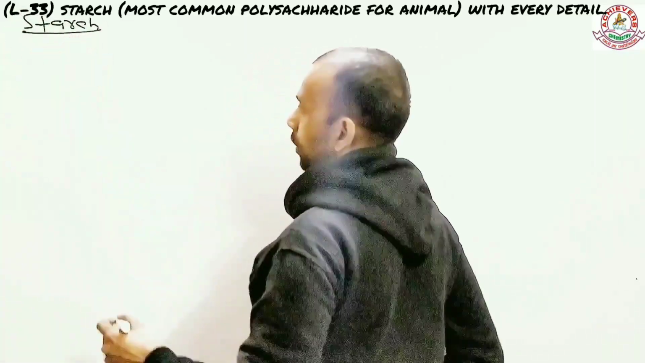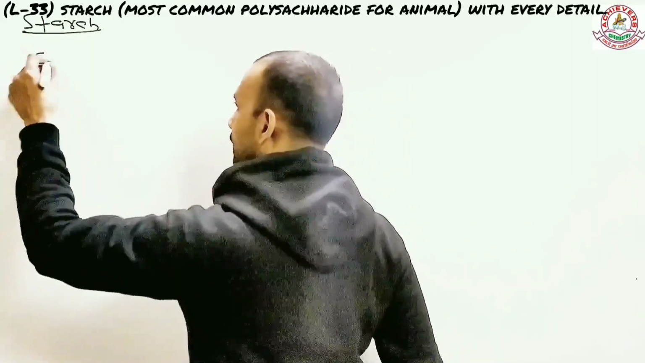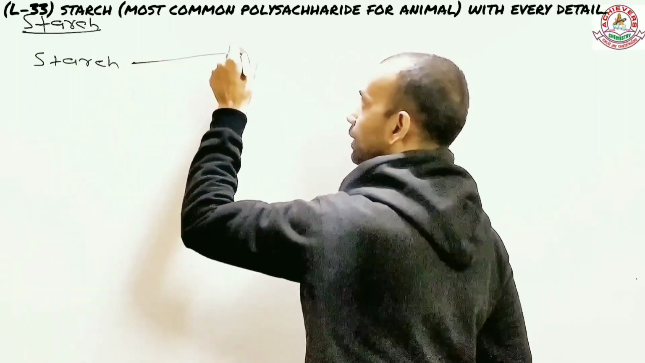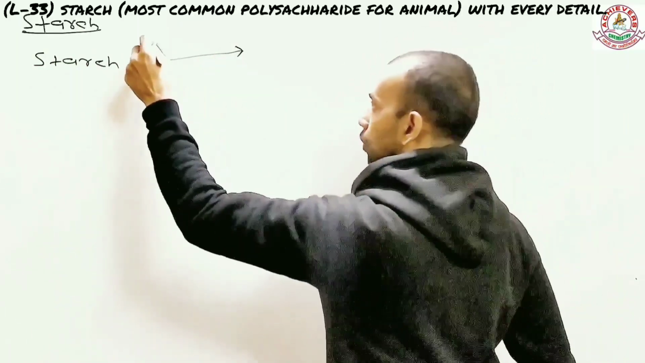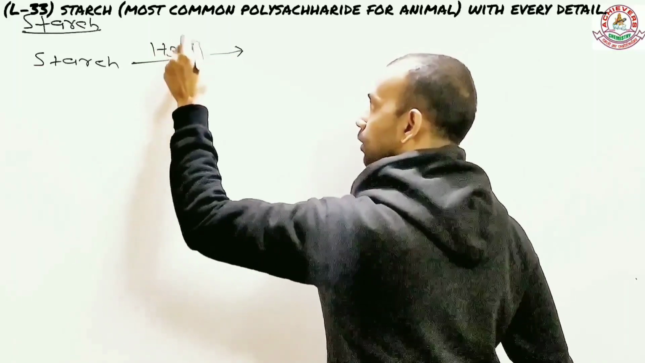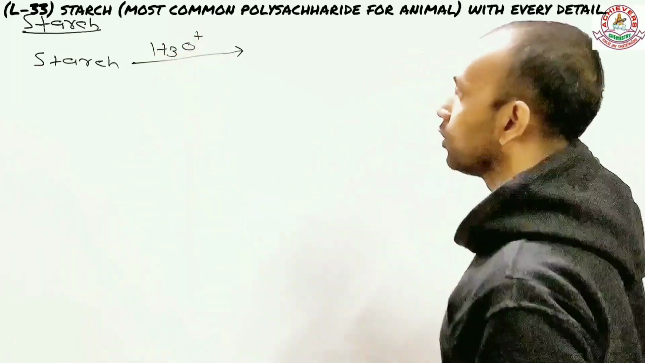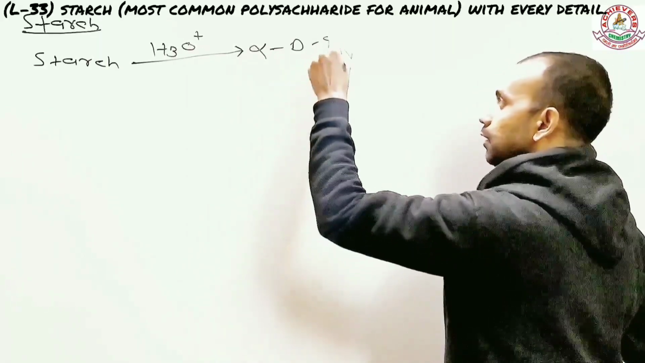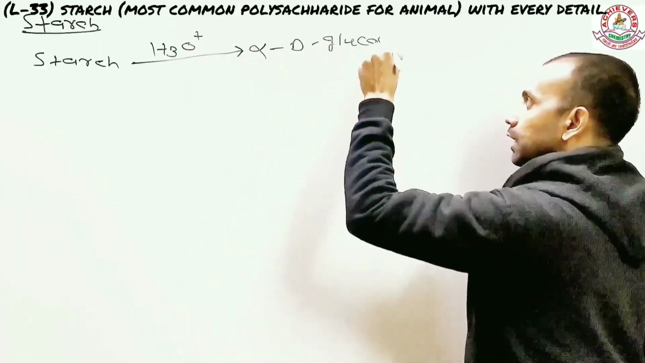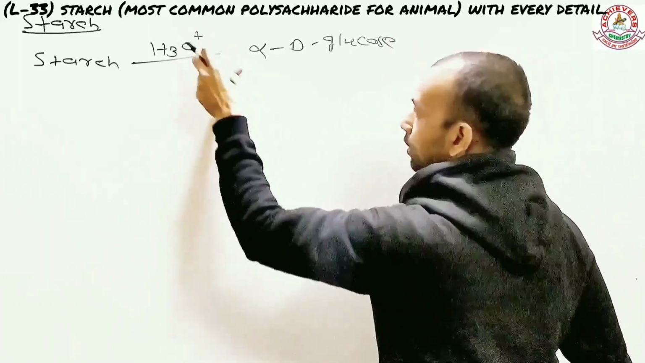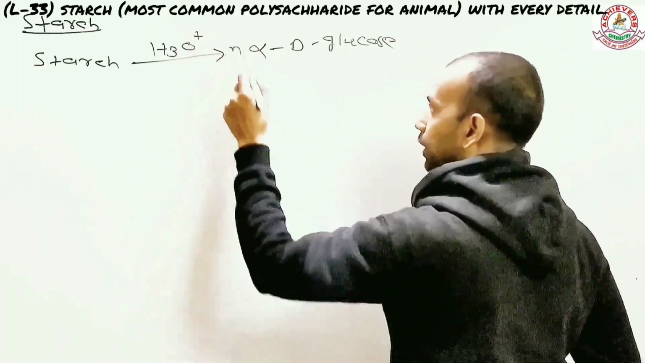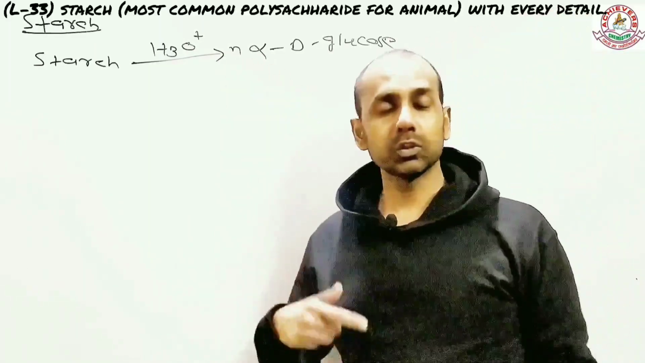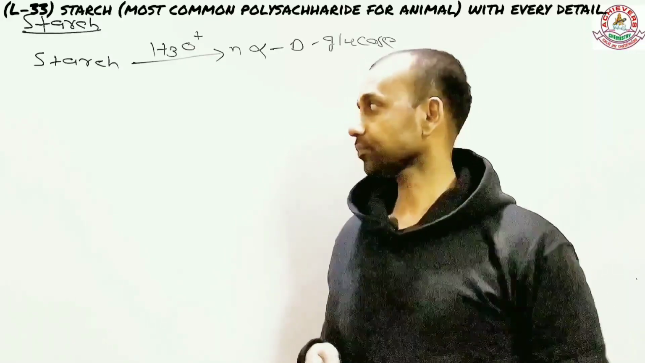Like I said, when you do the hydrolysis of starch, what does hydrolysis mean? It means you are dissolving starch in water in the presence of a small amount of acid, and what you get is alpha D glucose, a large number of alpha D glucose. So n is the number of glucose units that you will obtain once you do the hydrolysis of the starch, right?